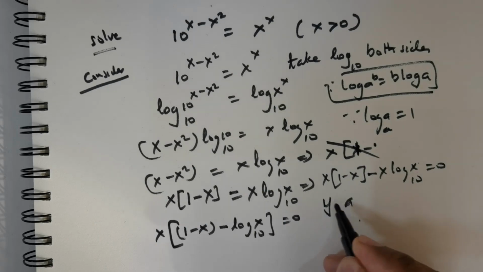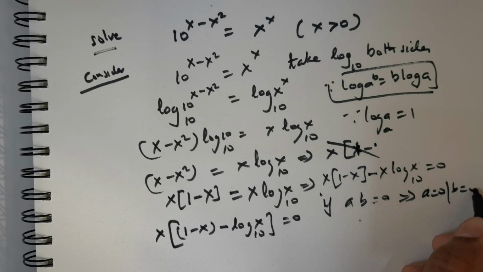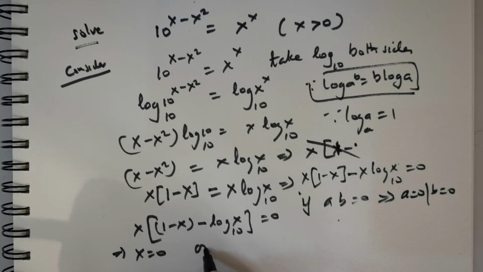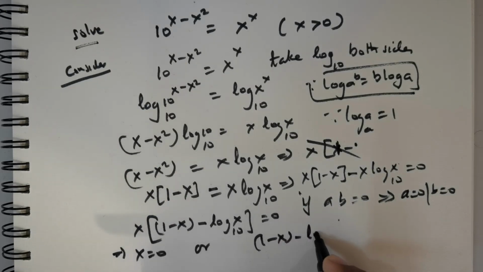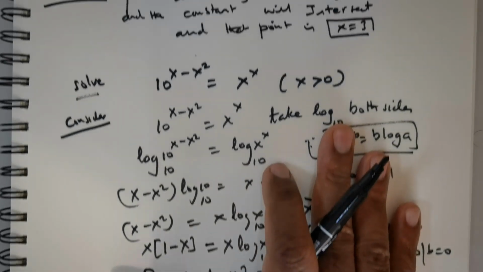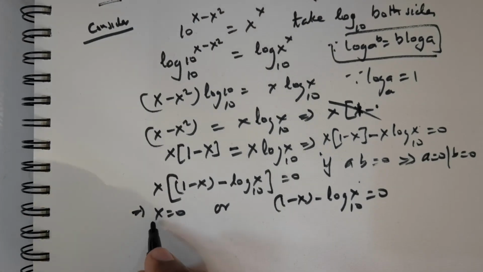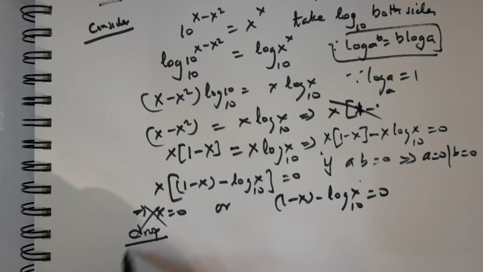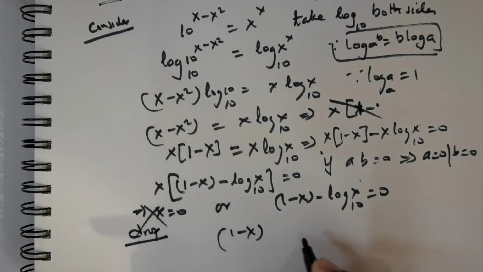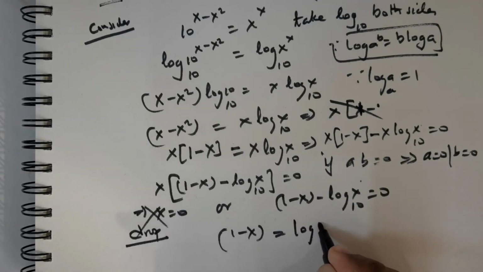Now if a times b is equal to 0, this implies a is equal to 0 or b is equal to 0. So this would mean x is equal to 0 or (1 − x) − log x to the base 10 is equal to 0. For x equal to 0, we check the question. The question says x is strictly greater than 0, so this has to be dropped, because it does not exist. So what exists is 1 − x. I'm going to push this negative log x to the base 10 to the other side, so you get 1 − x is equal to log x to the base 10.